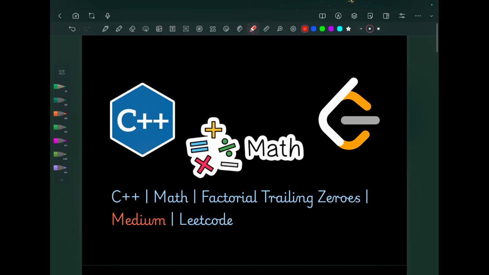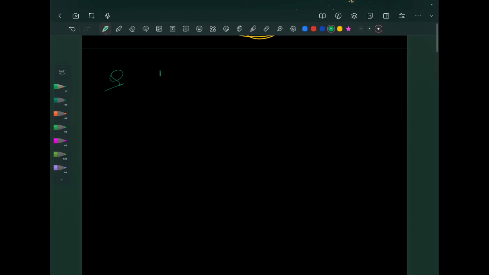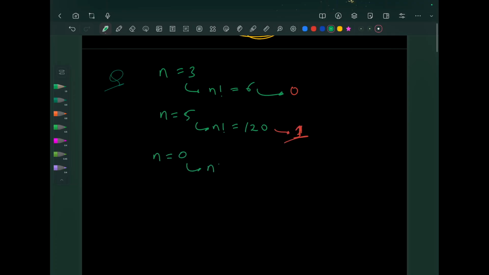So let's look at the problem. We have n equals 3, the factorial of this will be 6 and there is no trailing zero, so our answer will be 0. If you have n equals 5, the factorial will be 120 and the trailing zero count will be 1. And if you have n equals 0, the factorial will be 0. The definition of a trailing zero is that you should have a number before the 0. Here you don't have any number before the 0, so it is not a trailing zero.